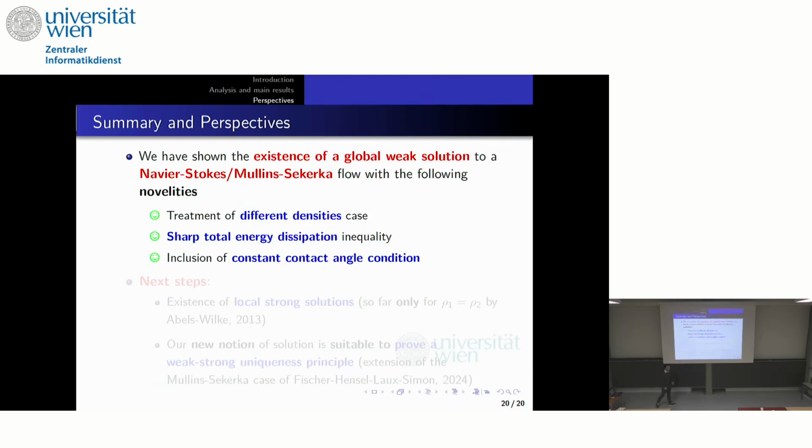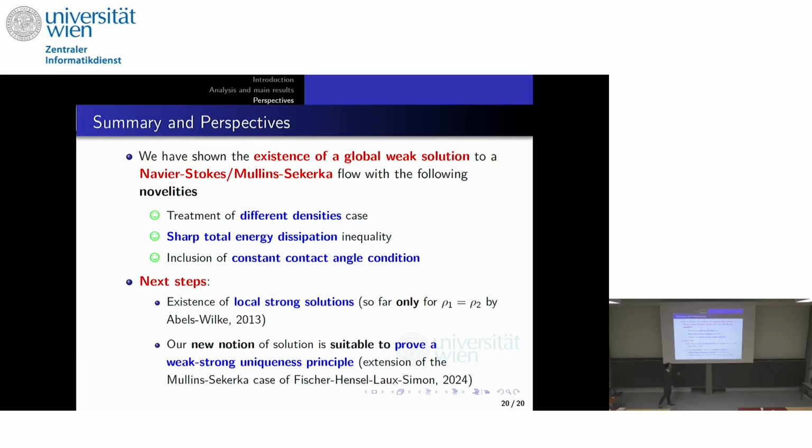So as you can see, we have included all the problems: we treated different densities cases, we now have a sharp total energy inequality, and we also have inclusion of the constant contact angle condition. Next steps: Helmut with Wilke already proved the existence of local strong solutions in the constant density case. Now, the point would be what happens if we consider different densities. All this should be feasible. We do not expect much complication. Of course, the operators would probably be a bit more complicated because now there could be some jumps at the interface, but this could be feasible.